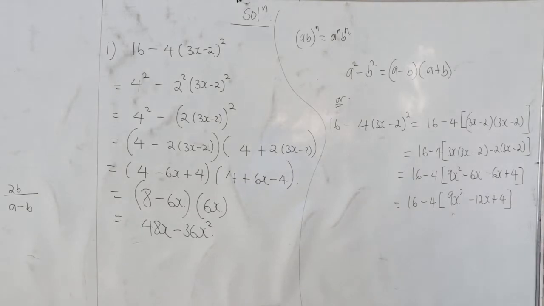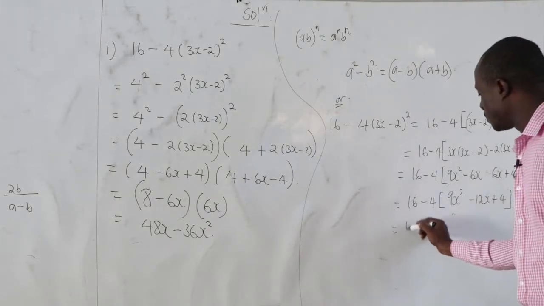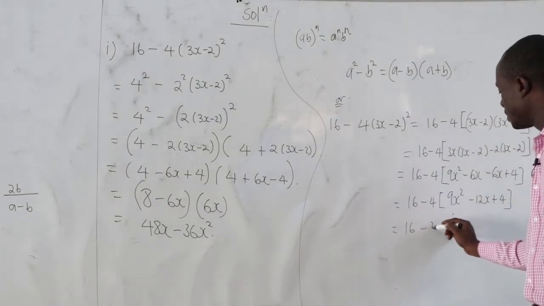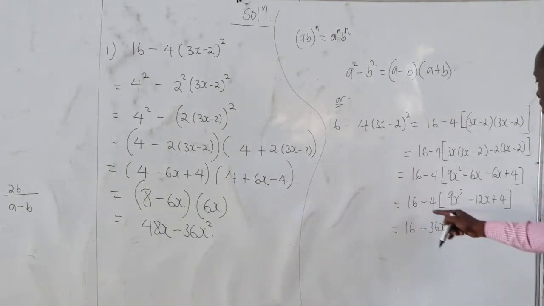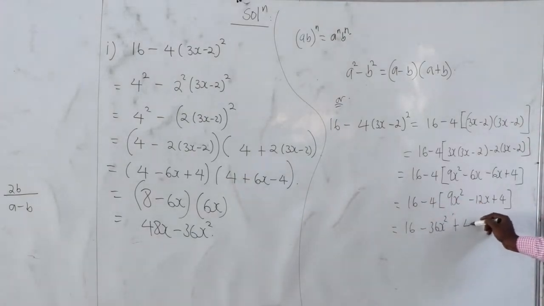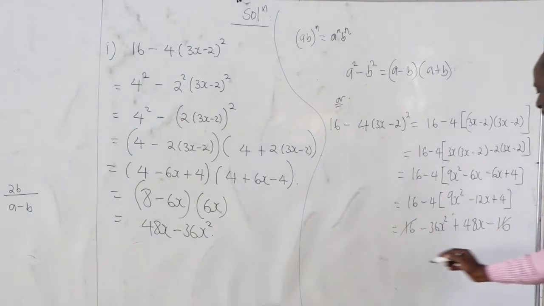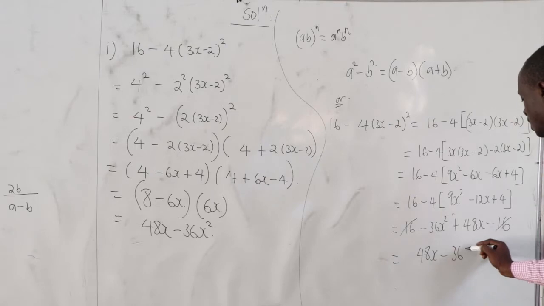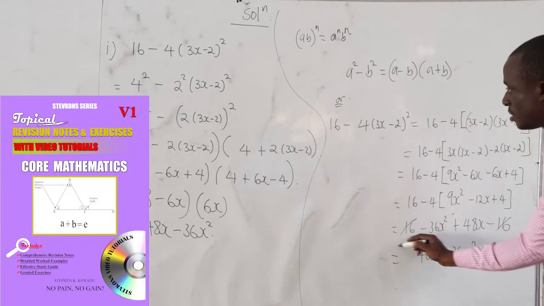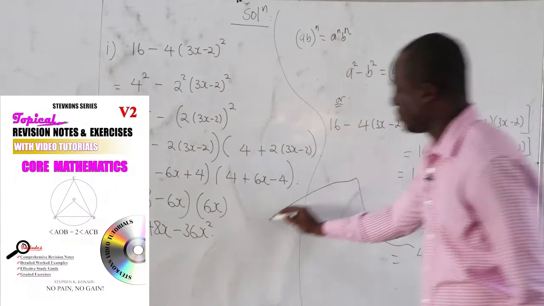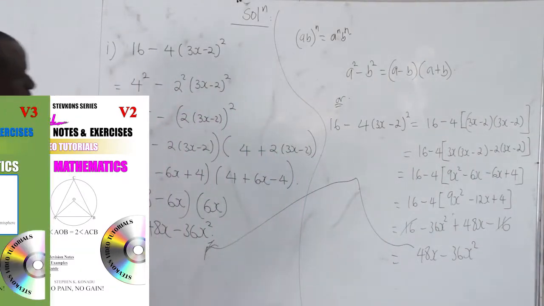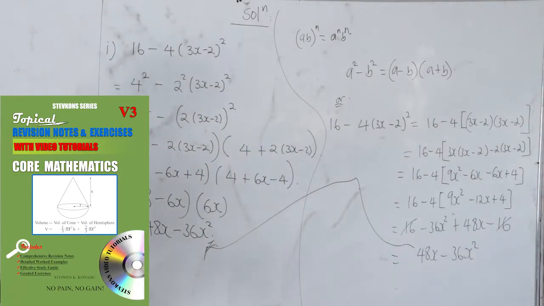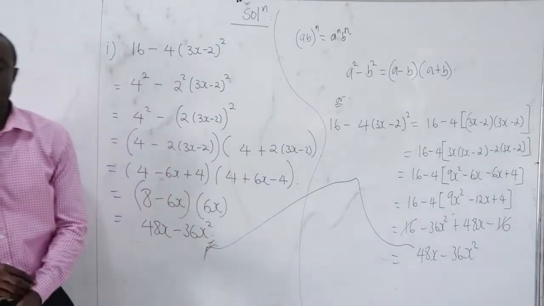We have to simplify the inside one first. Now this is giving us 16, this times this, that is negative 36x squared. Negative times negative, that's positive, so we have 48x. And this times this, we have negative 16. Clearly this and this will cancel out, and we can write this as 48x minus 36x squared, which is the same as what we had over there. So you can either use this or that to simplify it.